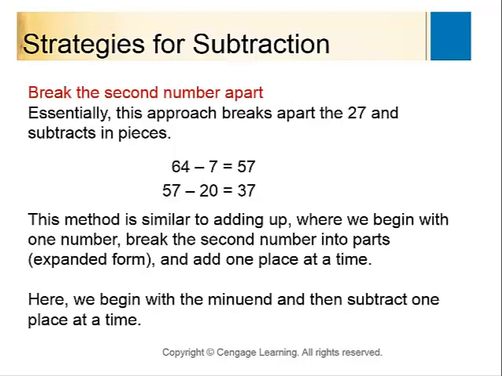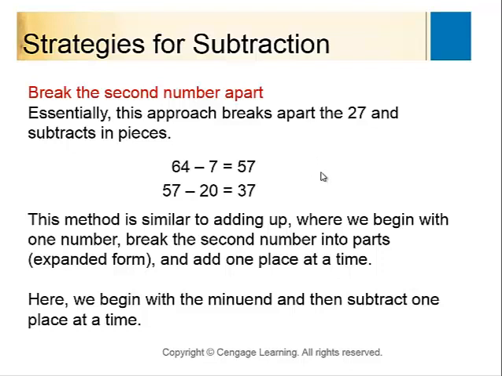For this first method, what was done was they took the 27 and broke it apart into a 20 and a 7. And they said 64 minus 7, and they got 57, and then they took away the 20. So you could do it likewise. You could do the 64 minus the 20, and you could get 44, and then you could subtract the 7, and you would still end up with 37.